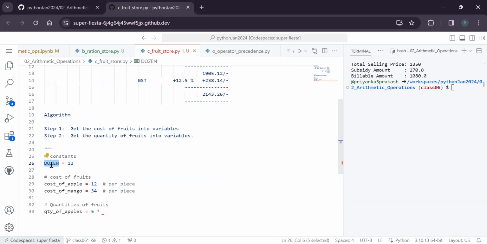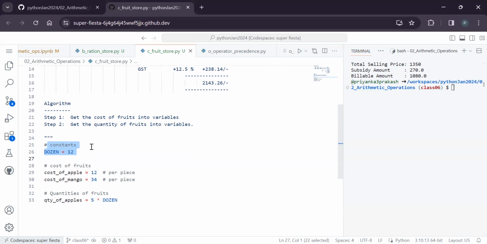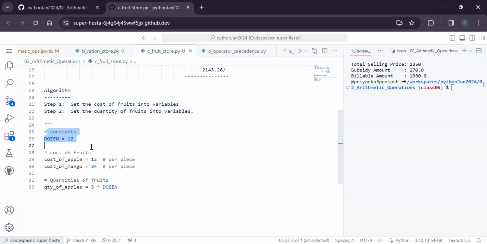We wrote it. Now we use that variable dozen like this. Whenever you have a constant, if you place all of them together, constants are something like an assumption to your program. In future, if something changes, you can just change it there instead of in the entire code. So now in the same fashion, quantity of apples is 5 dozens, so dozen pieces, right? And mangoes, 3 dozen pieces.